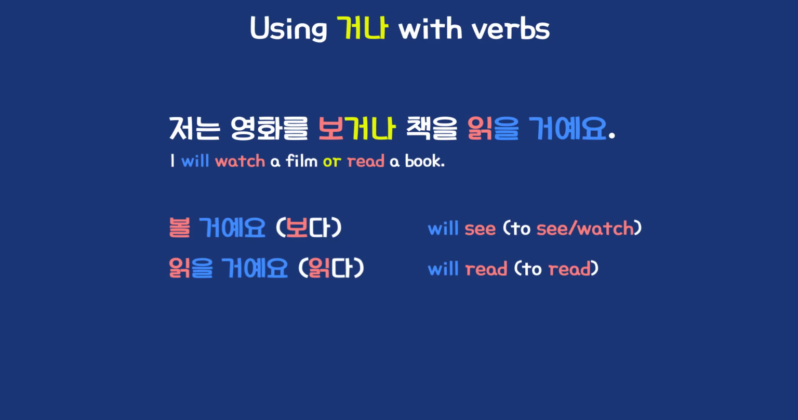One other thing to note is that even though both verbs indicate the future tense, we only indicate the tense in the second verb, which uses 을 거예요 to talk about the future. The first verb where 거나 is attached is in its infinitive form, so do keep that in mind.